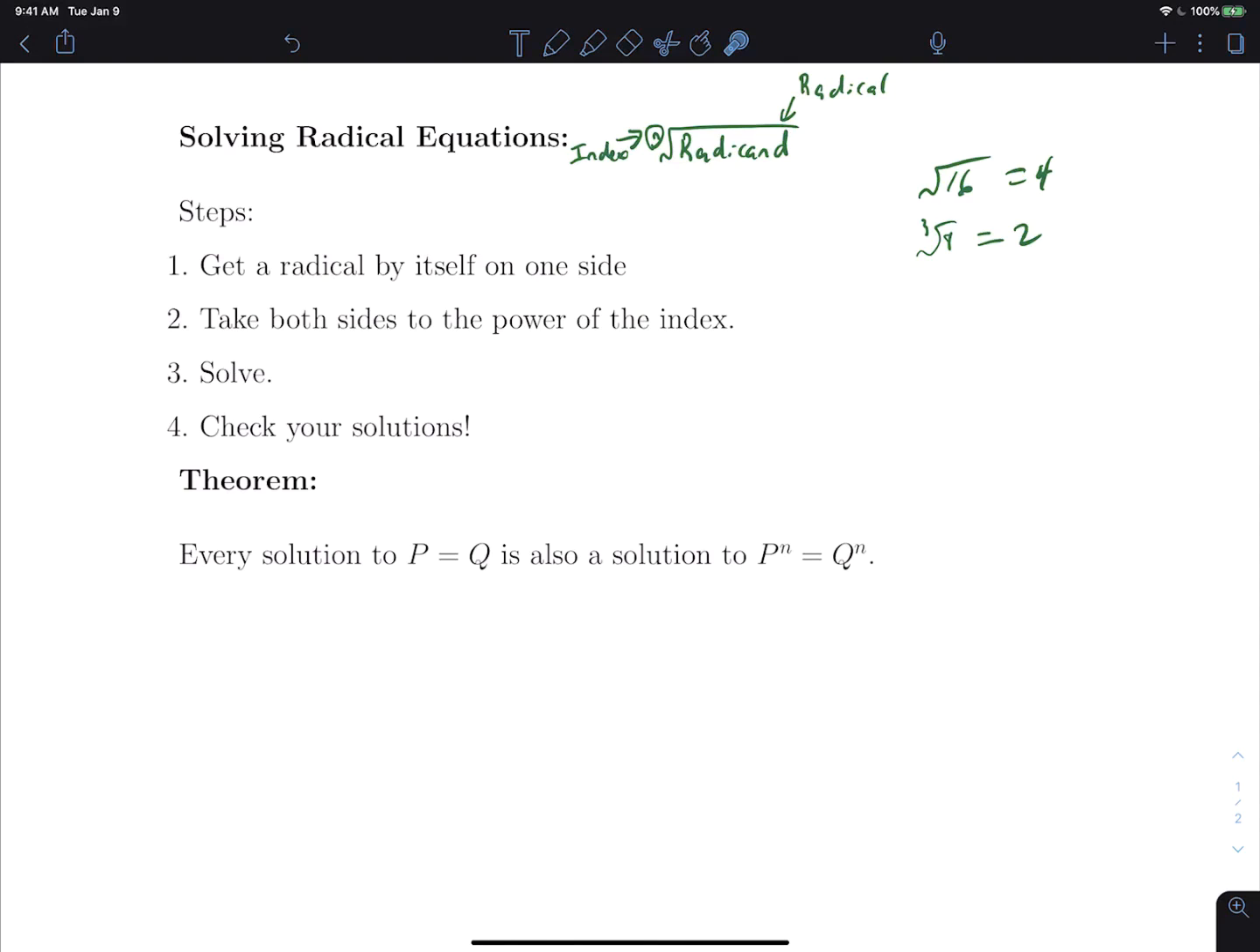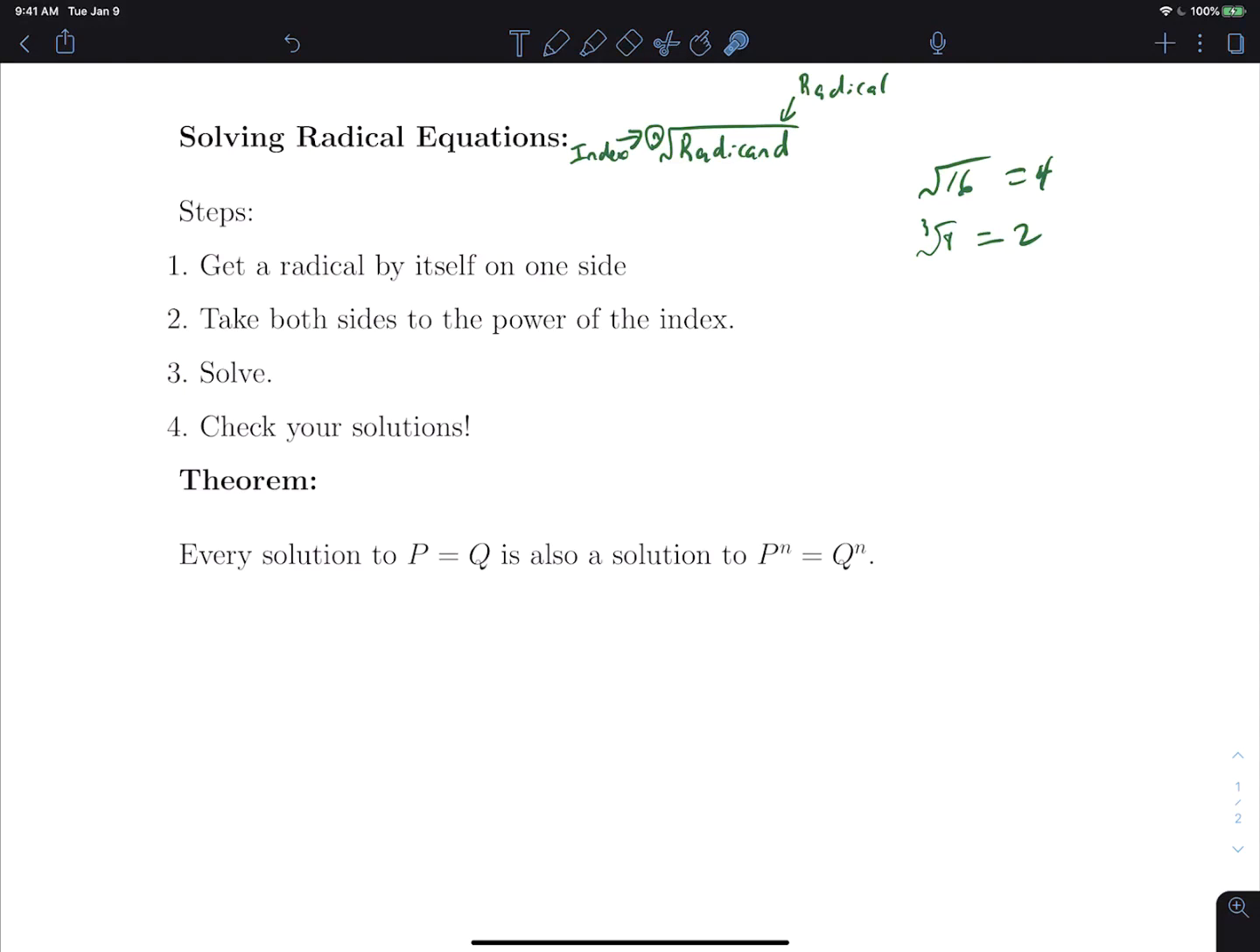So, here are the steps for solving radical equations. The first step is to get a radical by itself on one side of the equation. The second step is to take both sides to the power of the index. And remember, the index is usually going to be 2 for us. Every now and then you're going to see a 3. I don't think you'll ever see 4 or anything above that. And at that point you will solve.